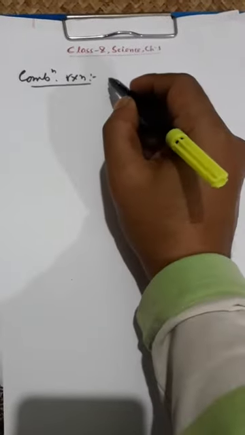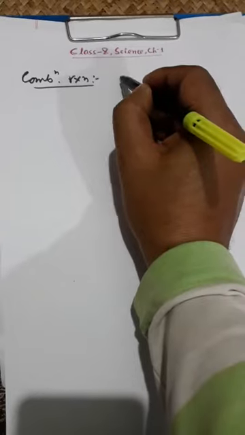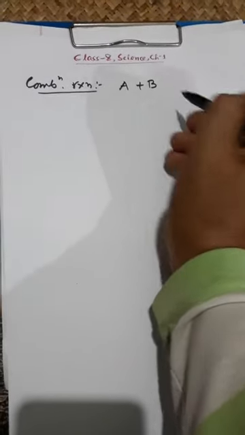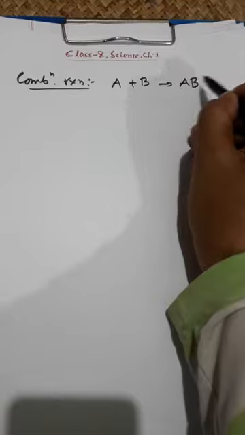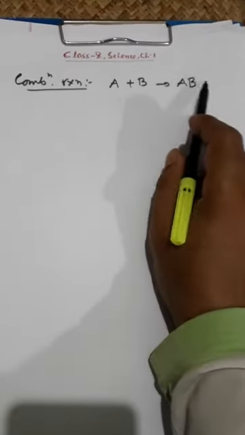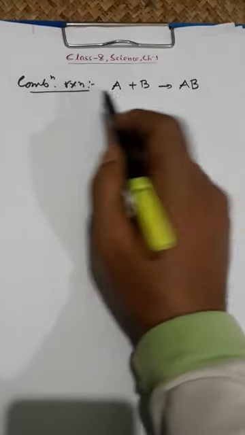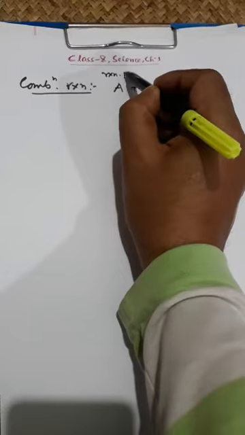The reaction pattern for combination reaction is like this. Suppose A is a reactant and B is another reactant. When they combine, they will form a compound AB, which is only a single product. This is the basic pattern of a combination reaction.